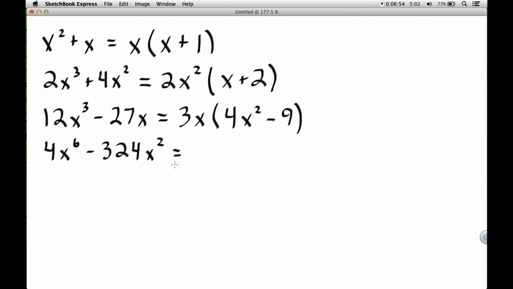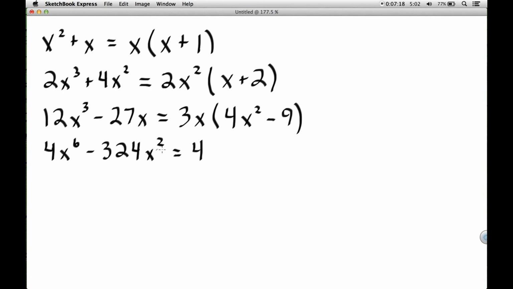In this one, we start by doing the same thing. We have a 4 here and a large number, 324, here. So the first thing we can say is, can we divide it by the maximum amount that it could be divided by in this problem, which would be 4? And yes, we can. 324 is divisible by 4. So we're factoring out a 4.